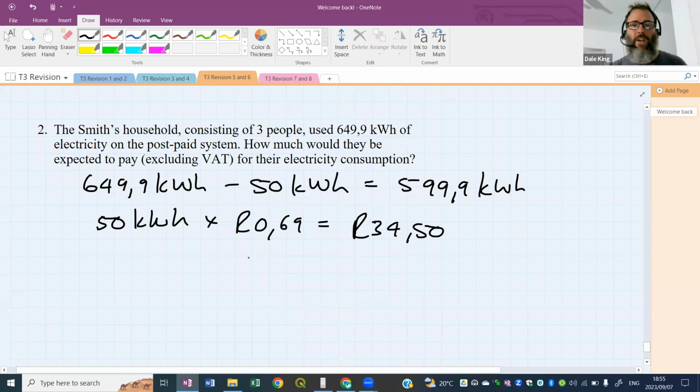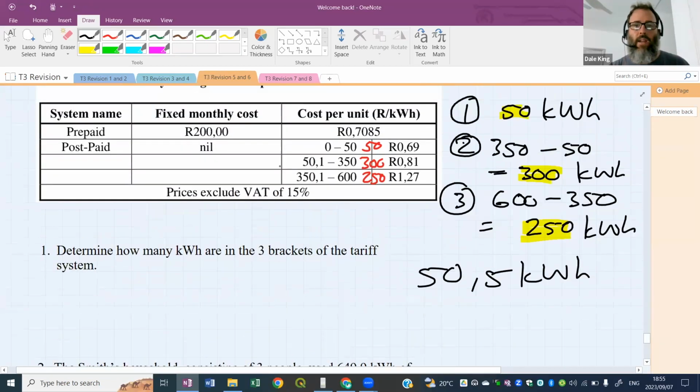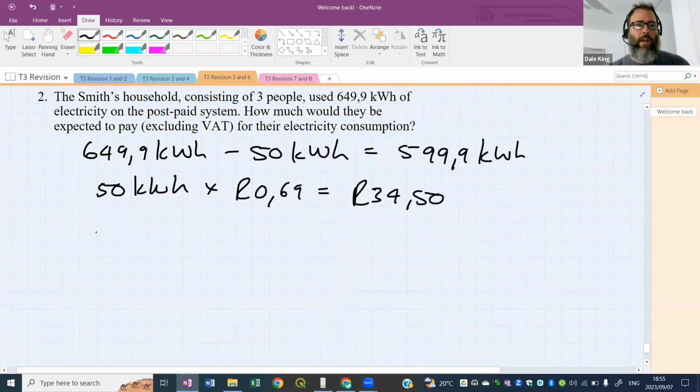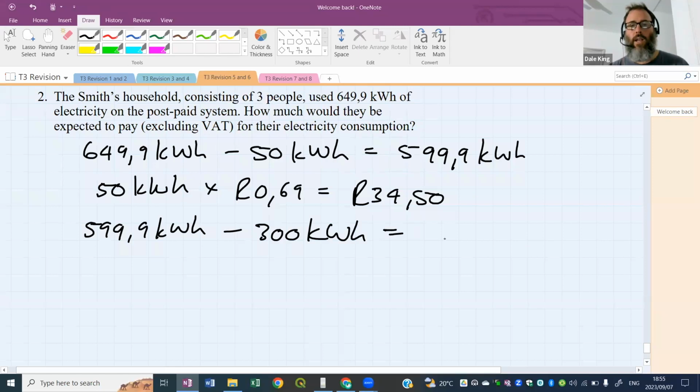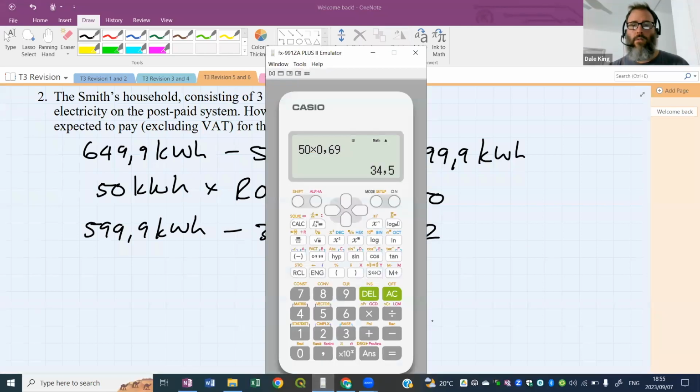I still have 599 kilowatts left. Well, the second bracket has 300 kilowatts in it. So I'm going to move all the way through there and go into the third one. All the kilowatts in the second bracket come to 300. So I'm moving through that bracket. I've got 599. The second bracket has 300 in it, so I'm going to take 300 and charge it at a new rate. This leaves us with 299.9. 599.9 minus 300.